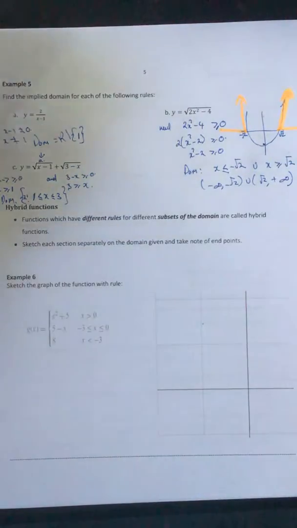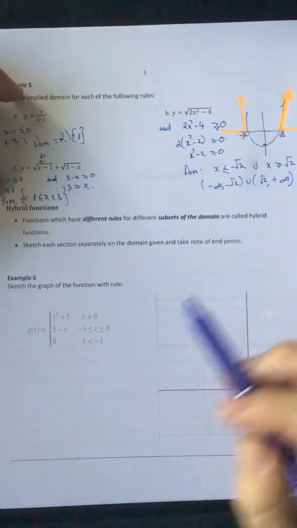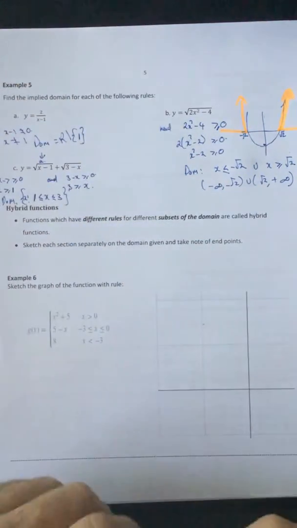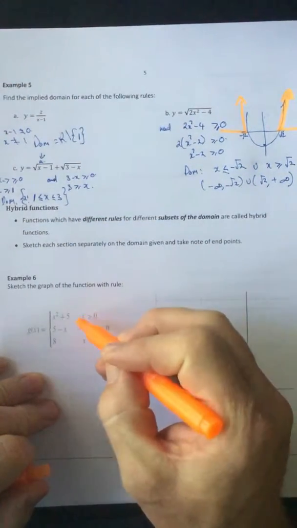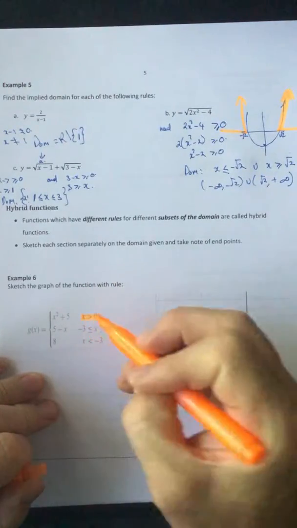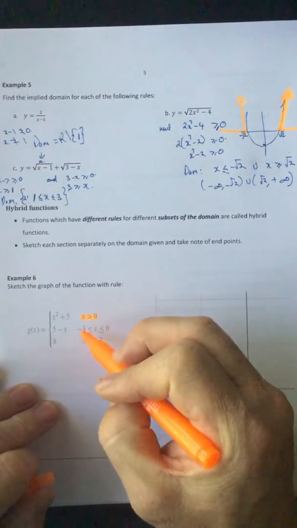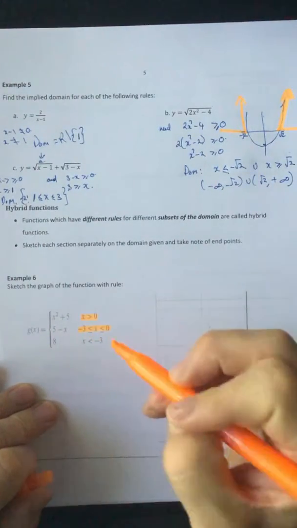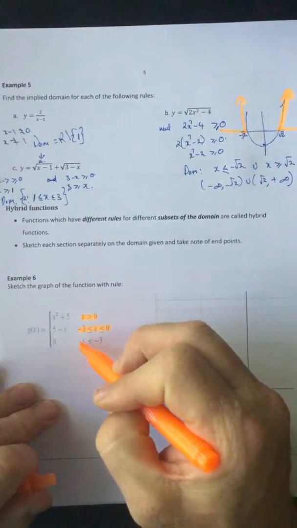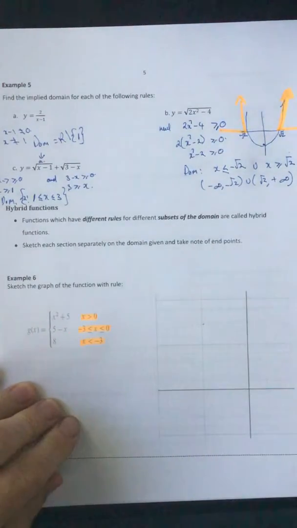Okay, so our hybrid functions are a composition of functions, where they're each being defined. If you have a look at the example here, each of these rules have been defined over separate domains. So this one, x squared plus 5, just where x is greater than 0. The graph of 5 minus x between -3 and 0. And the graph of y equals 8 between -3 to infinity.